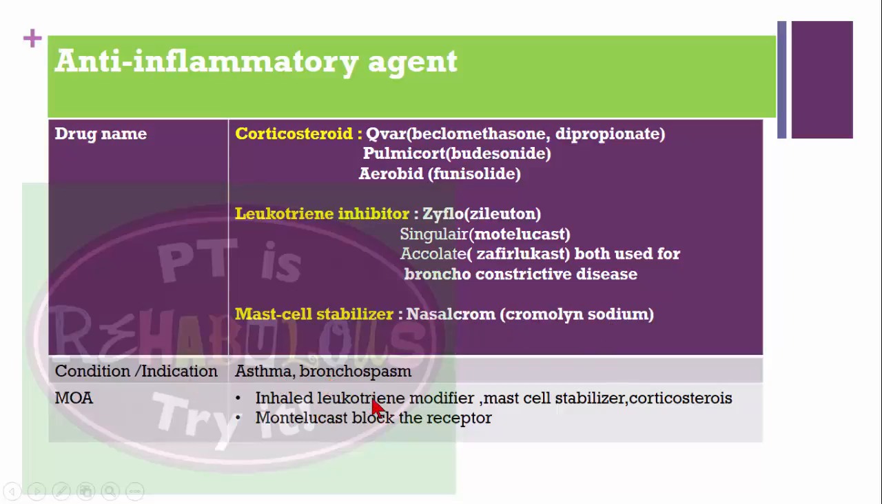Leukotriene modifiers are used for inhibition of leukotriene receptors, and we also use mast cell stabilizers and corticosteroids. Montelukast will block the receptors.